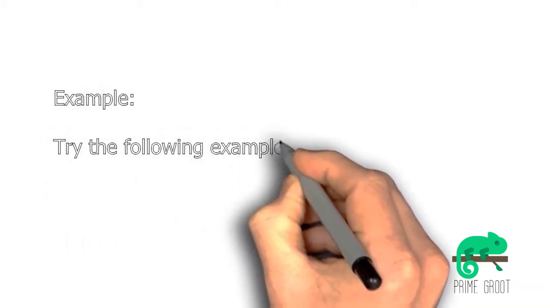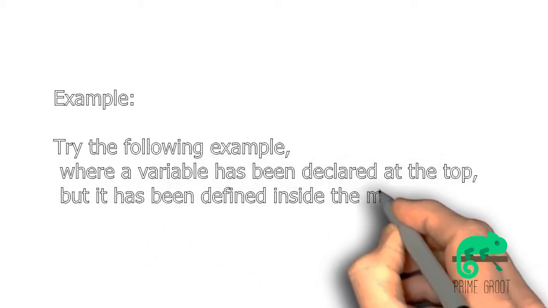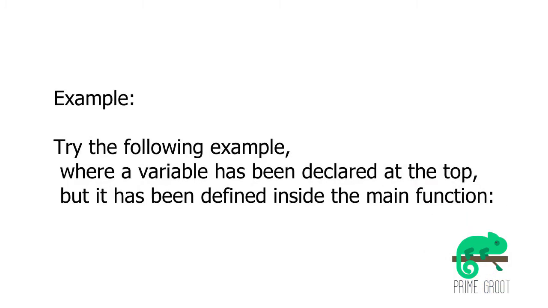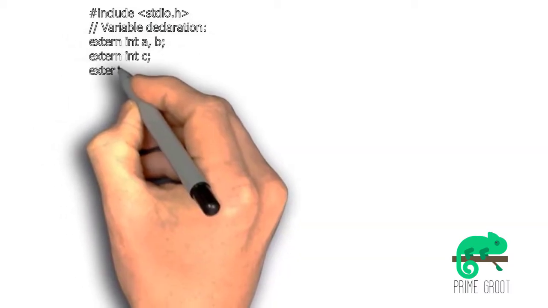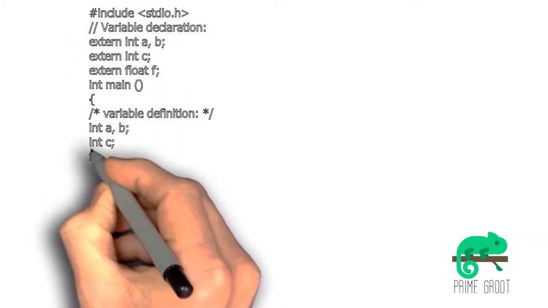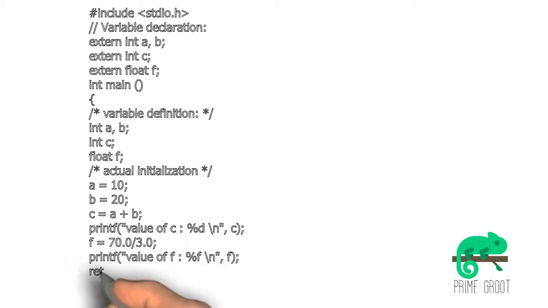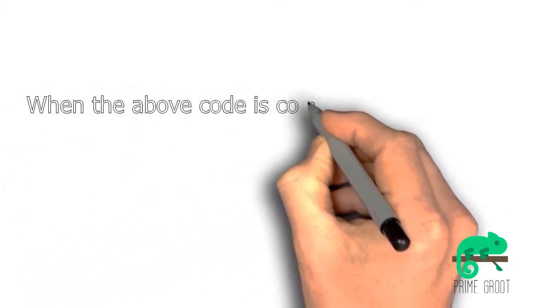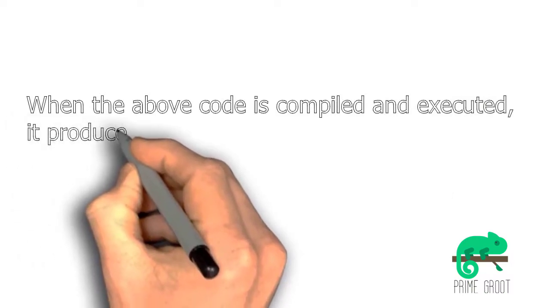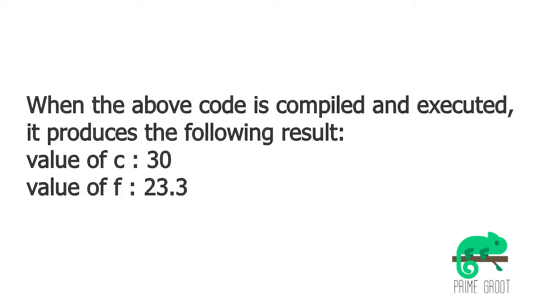Example: try the following example, where a variable has been declared at the top, but it has been defined inside the main function. When the above code is compiled and executed, it produces the following result: value of C, 30, value of F, 23.3.